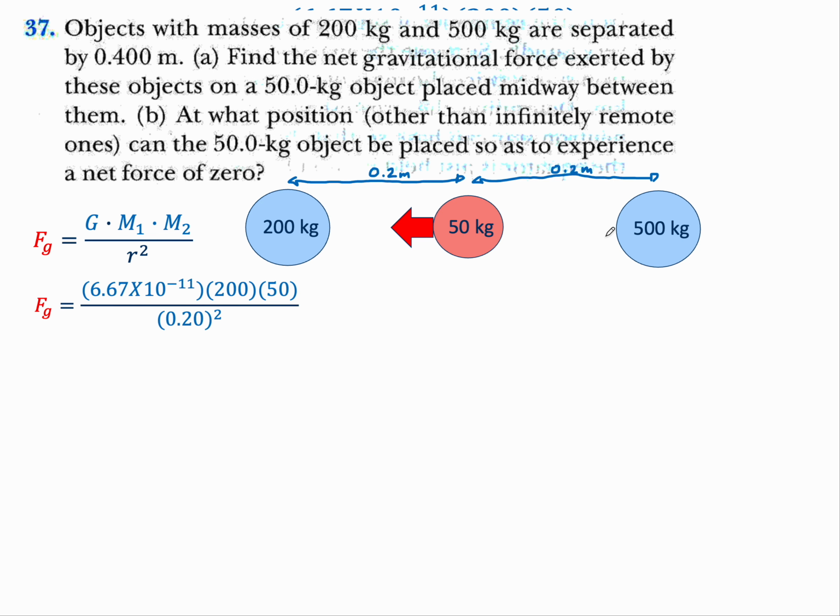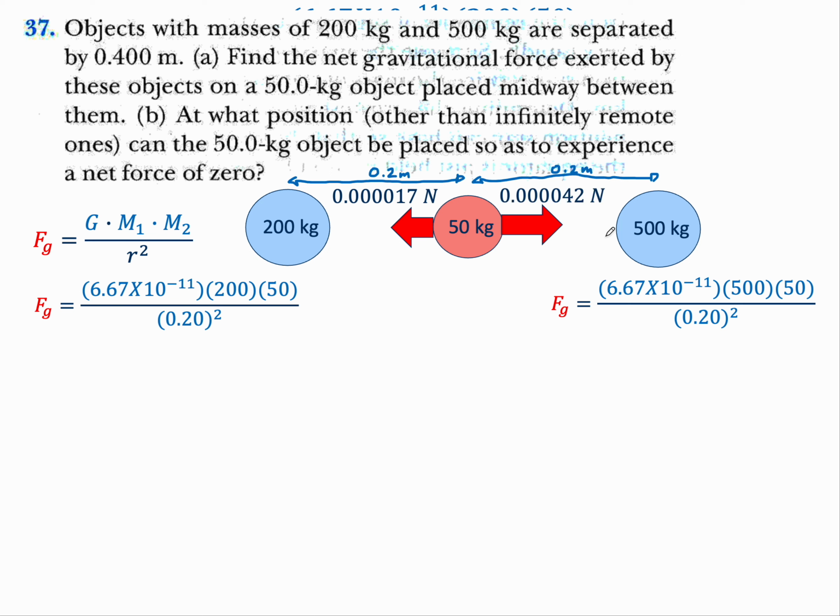chug, plugging in one mass of 200, the other one 50, the distance between them 0.2, you'll discover that that force is approximately that many newtons. Fairly small, but okay. And then we'll do the same thing for the other side to find that force. Now this one's going to be larger because we have a larger mass, but just plugging in our numbers, 500 and 50 this time, same distance between them, you'll discover the force is that.